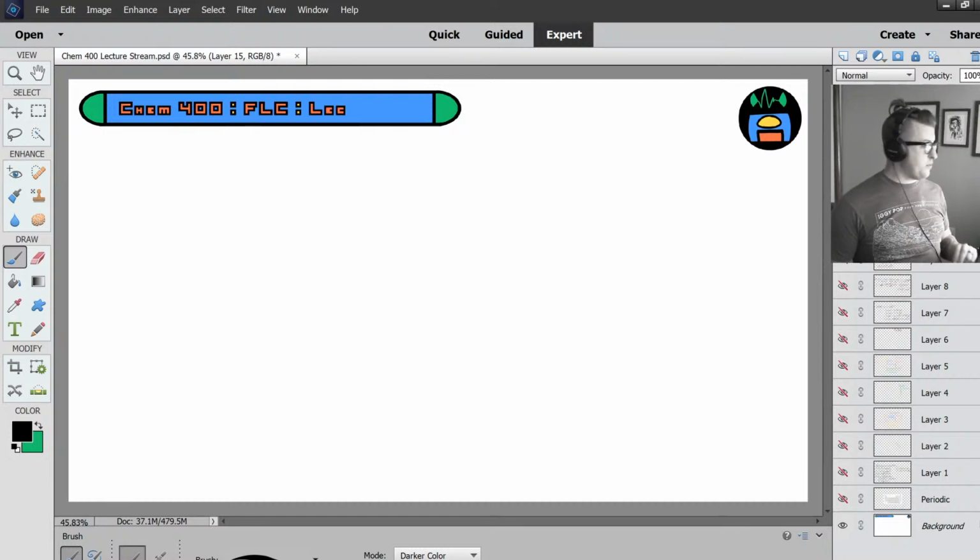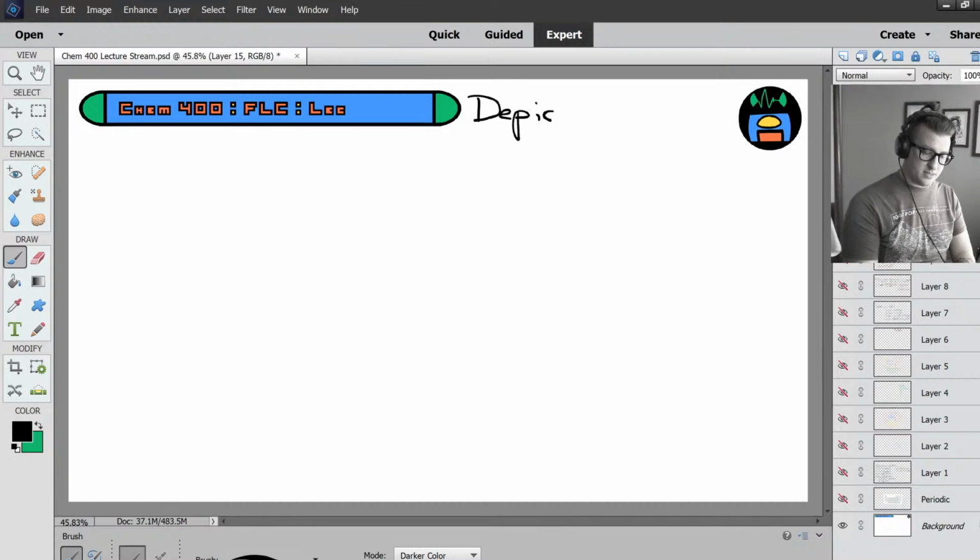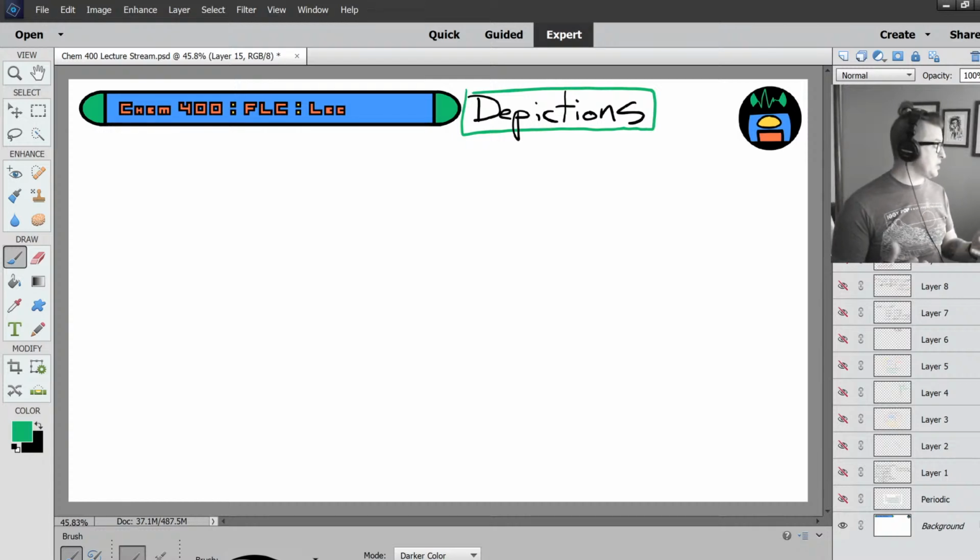Now, there are a couple of different ways to depict atoms and, mostly, molecules. These are called formulas. You could have, for example, what's called the empirical formula.